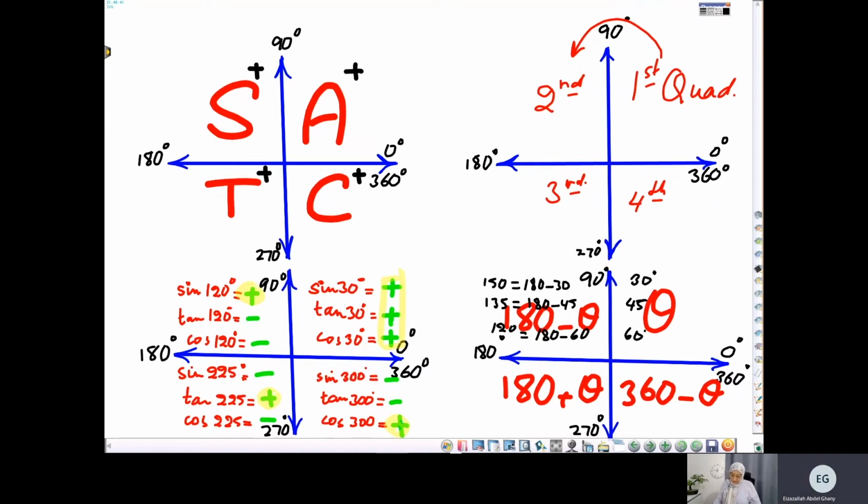The third quadrant. Let's consider the angle which is 210. 210 should be renamed as 180 plus an acute, which is 30 degrees. What about 225? I said it before. 225 should be 180 plus an acute, which is 45. Okay, what about 240 degrees? 240 is related to an acute angle. Rename it 180 plus 60.